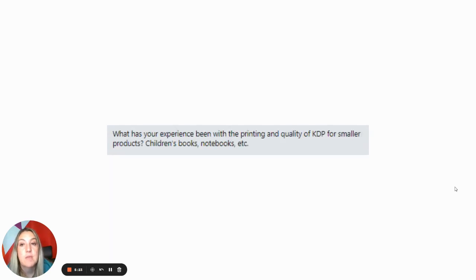Good question. What has your experience been with the printing and quality of KDP for smaller products, children's books, notebooks? So I've mentioned this previously because my background is in printmaking. So I have used newsprint, which is newspaper. I've handmade paper. I've used very, very thick paper. And so the quality and printing of Amazon is comparable to a nice printer at a copy center.